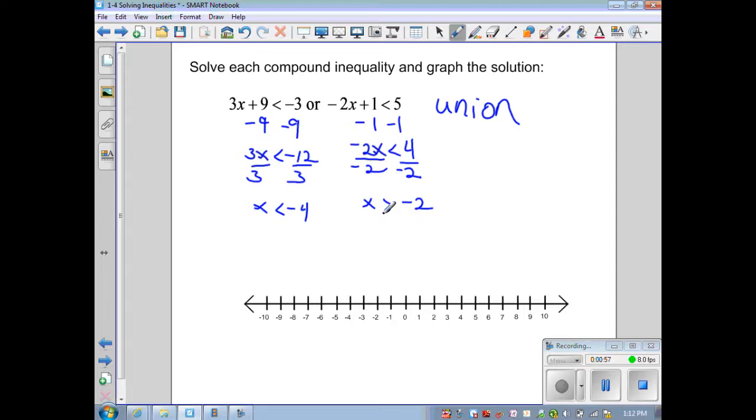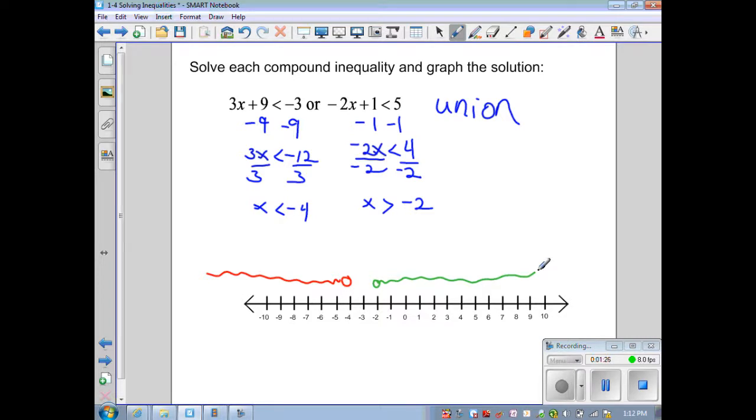Now, I can graph this solution. Let's start with x less than -4. At -4, that is an open point. And I shade values for x less than -4. And for x greater than -2, that's an open point again. And I shade values greater than -2.